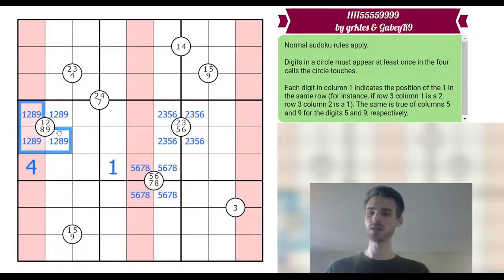And also in this box, oh no, I was going to say in this box, we know the 1 is in column 8 and 9 because that's the high digit here, but we already know it's not in column 7 because it isn't.